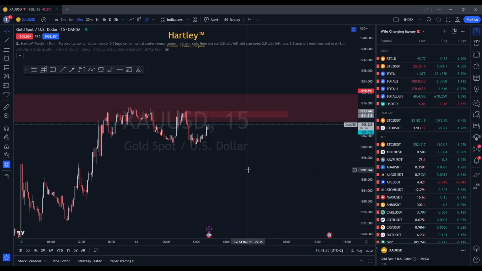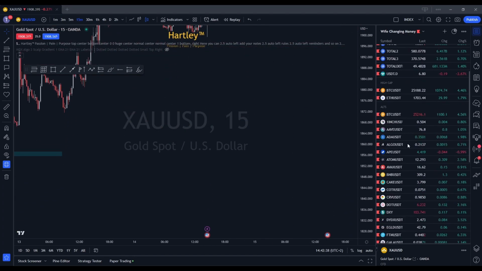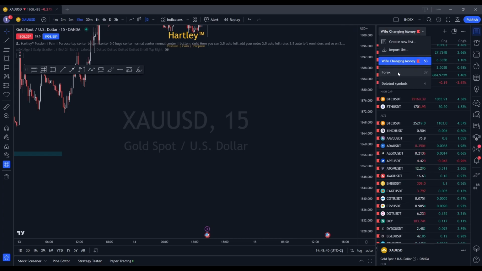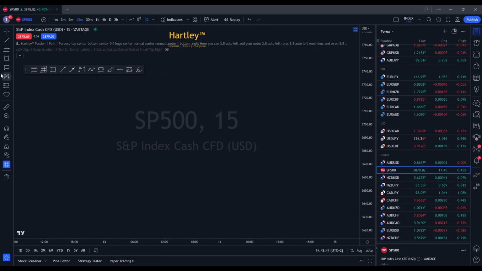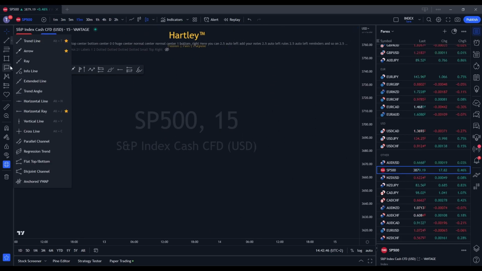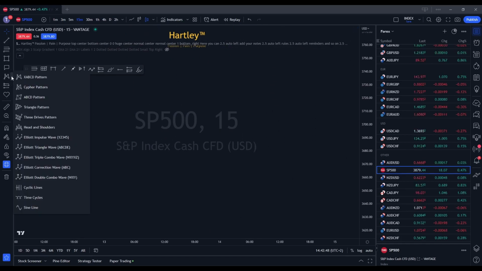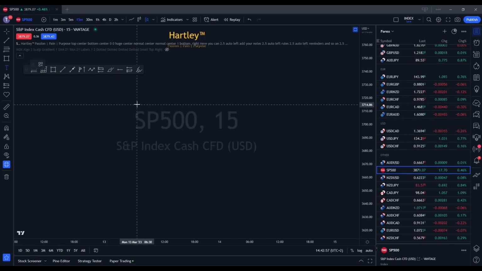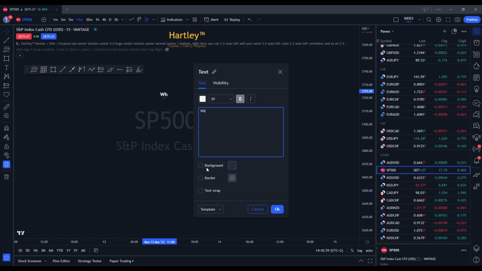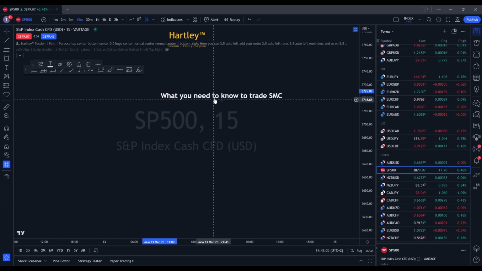So you would basically, let me go to a clean chart again. Just going to go to the S&P 500 real quick. You'd want to learn everything step by step, because the smart money concept isn't so much a strategy as it is a trading plan. It's a whole bunch of confirmations that you get before you take a trade. So what you need to know to trade SMC is what I'm just going to make over here.